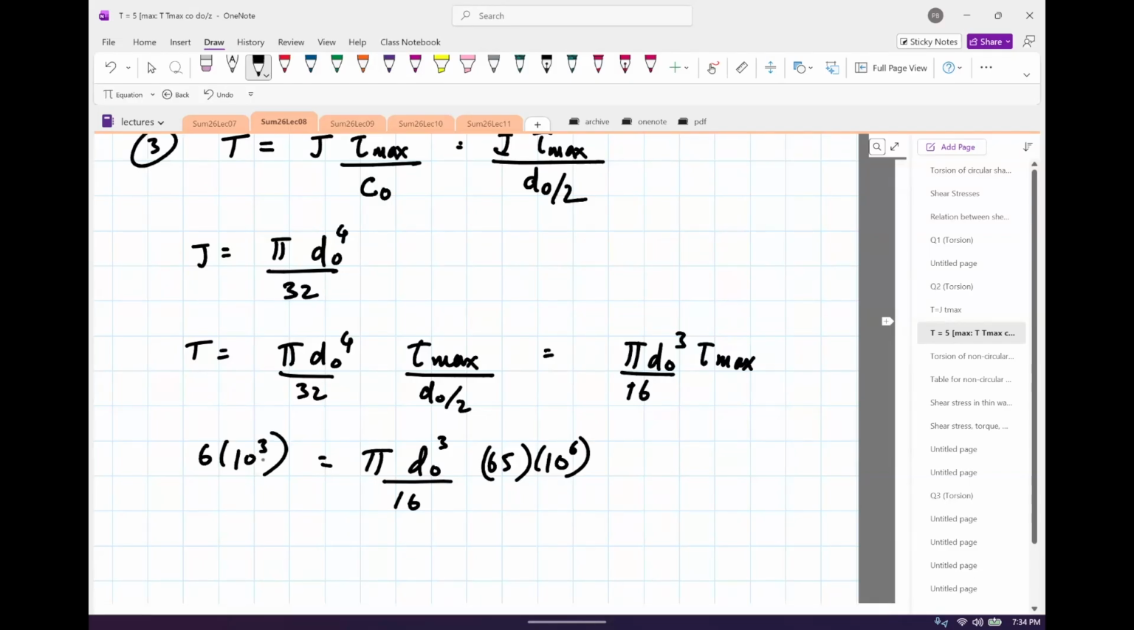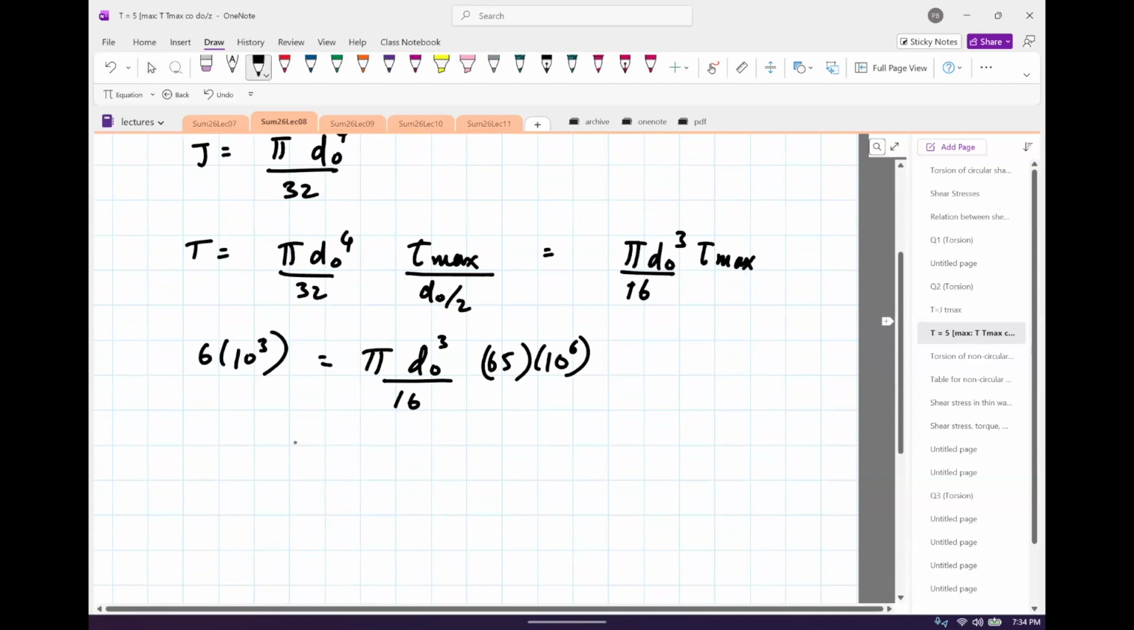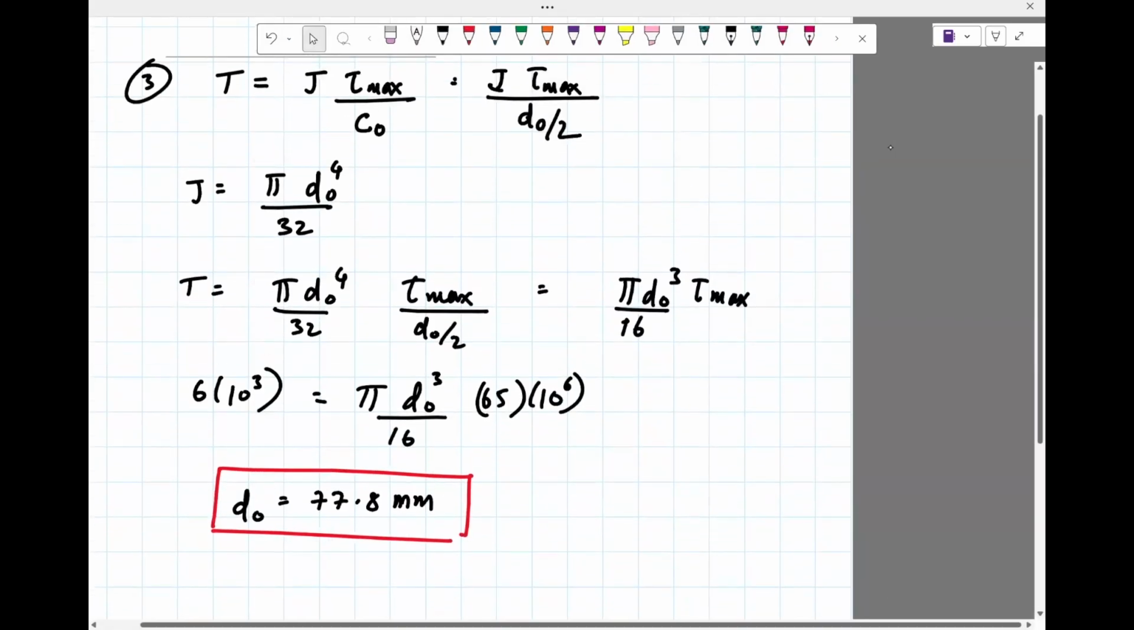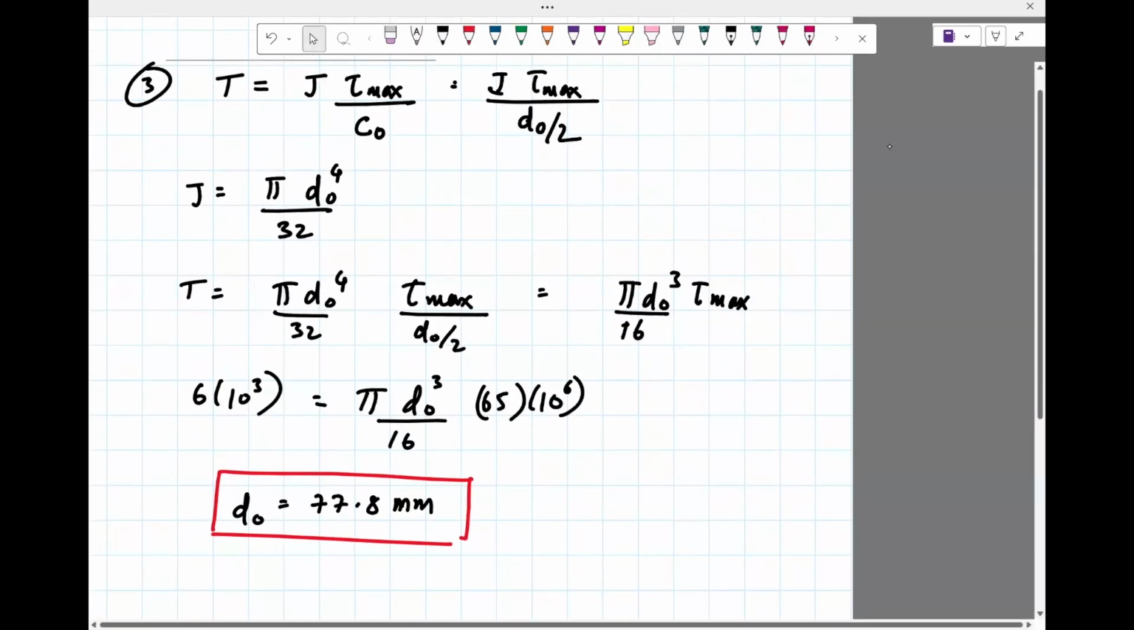So if you substitute and take the cube root of whatever you get after moving things around, you get diameter equals 77.8 millimeters. Okay. There is nothing competing here with this design.